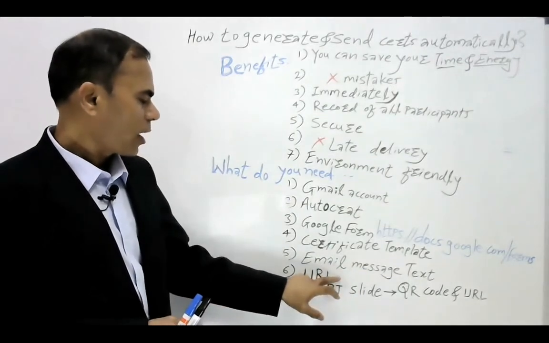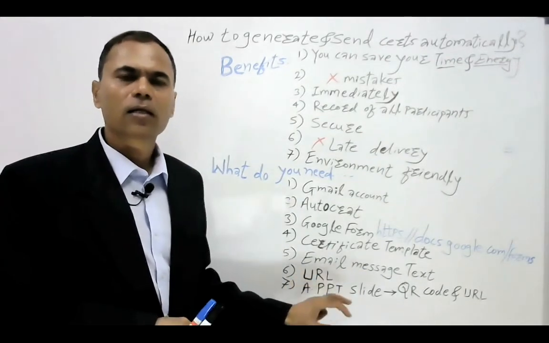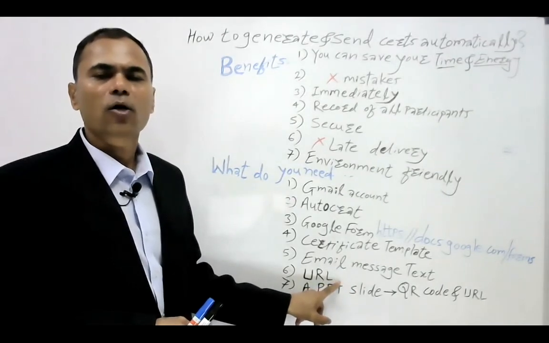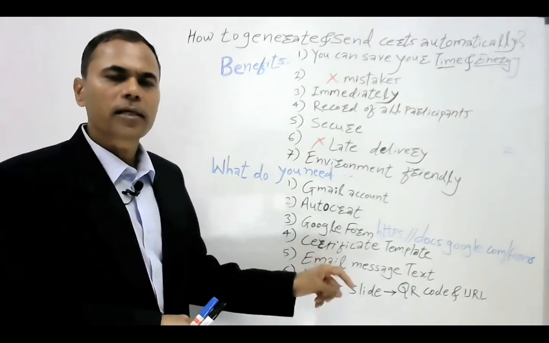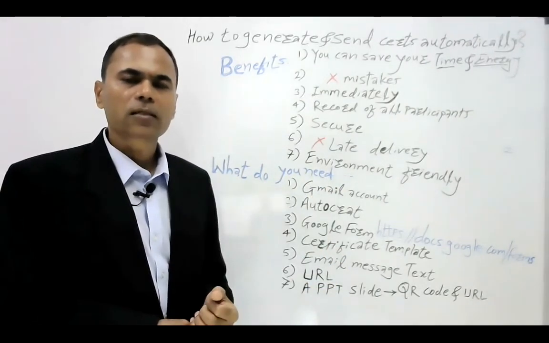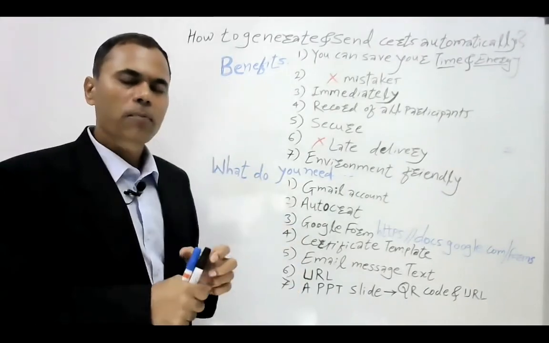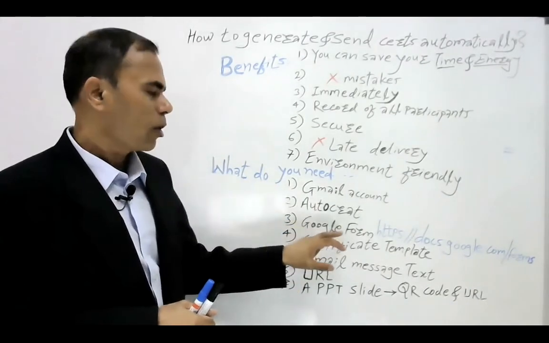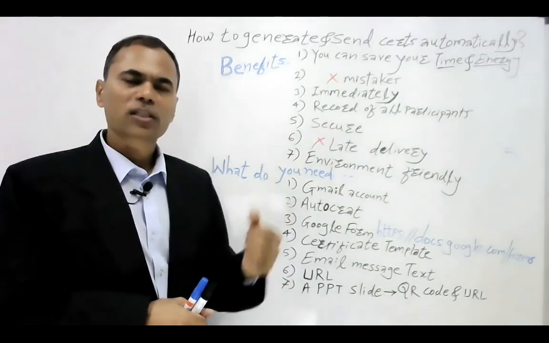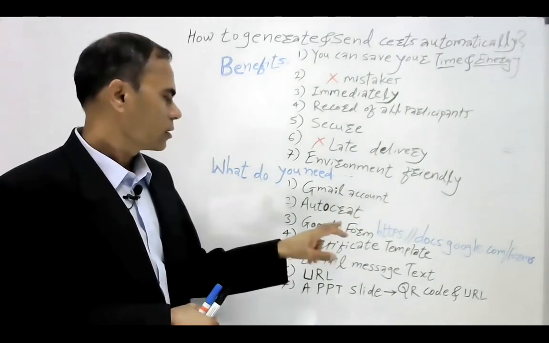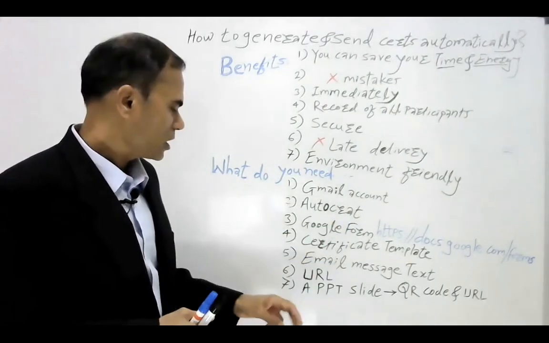Then you need a URL. This one is also called as internet address or web address, because this link you have to share with the participants. So with the help of this link, participants can give their feedback in a Google form, and once they submit, that information will be used by the Autocrat and certificate will be generated.